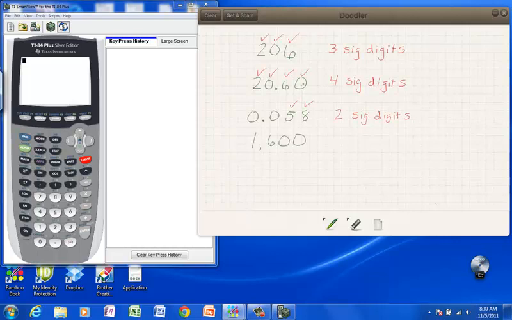So we have zeros on the right in a decimal are significant digits. Zeros on the left in a decimal are placeholders, and they are not significant digits.